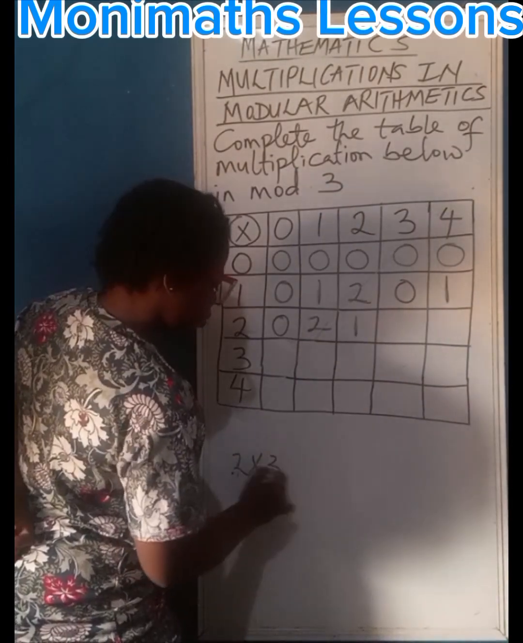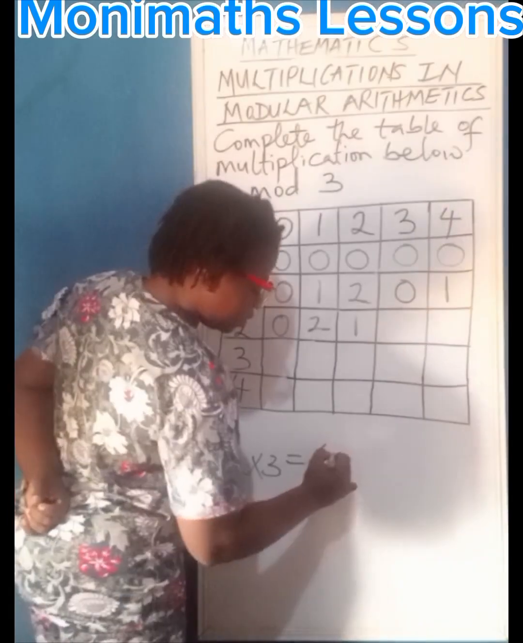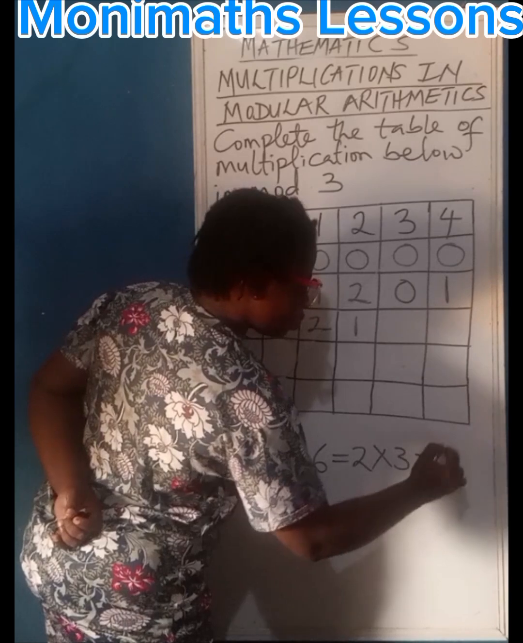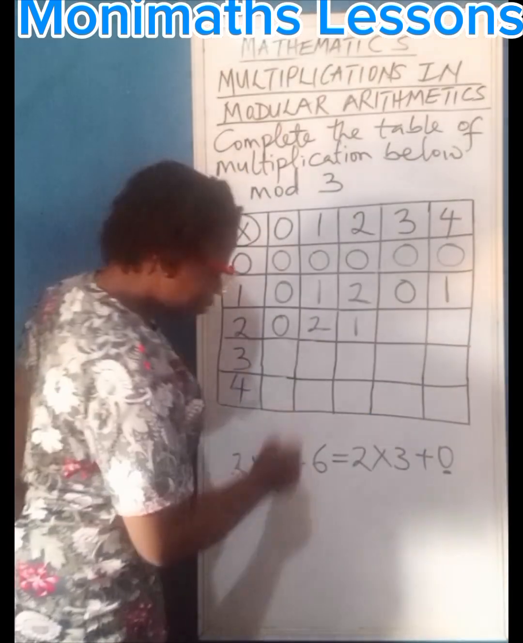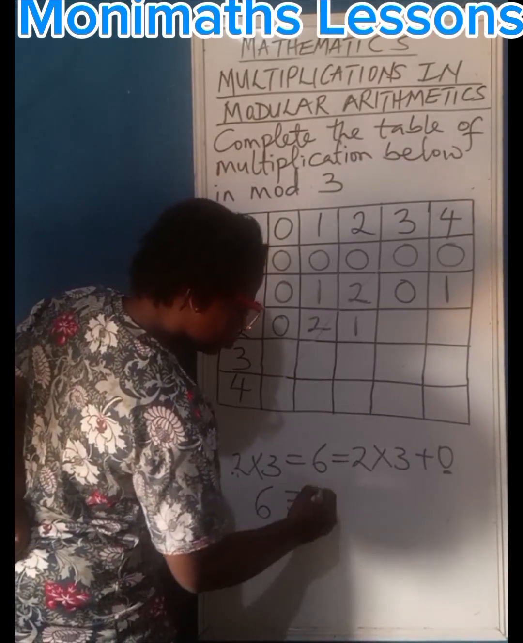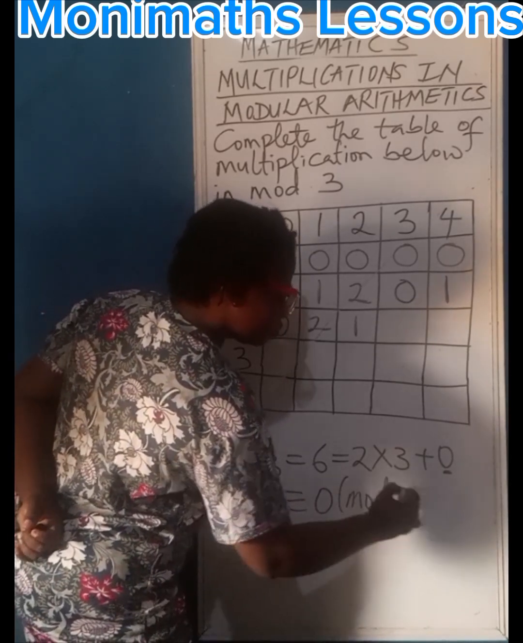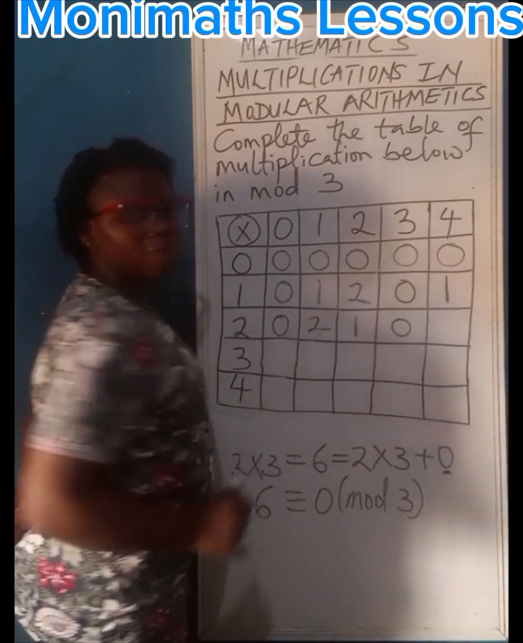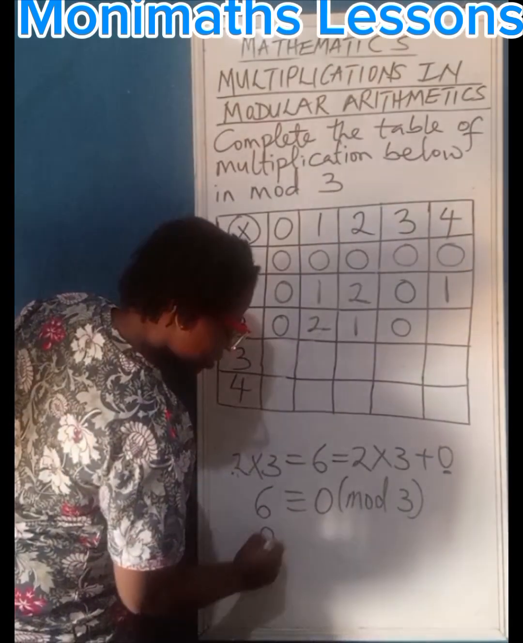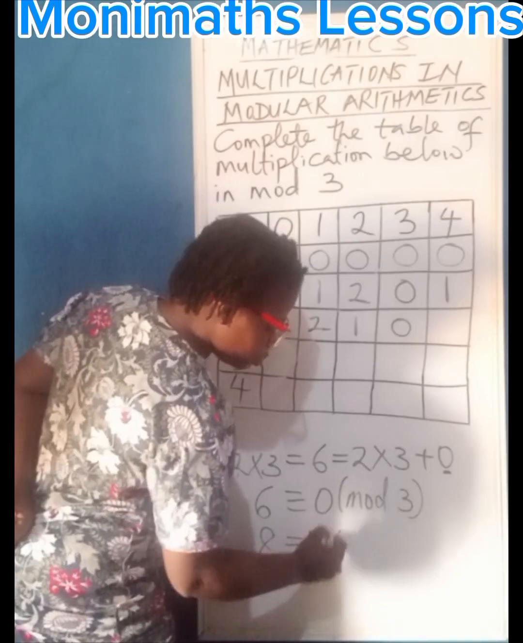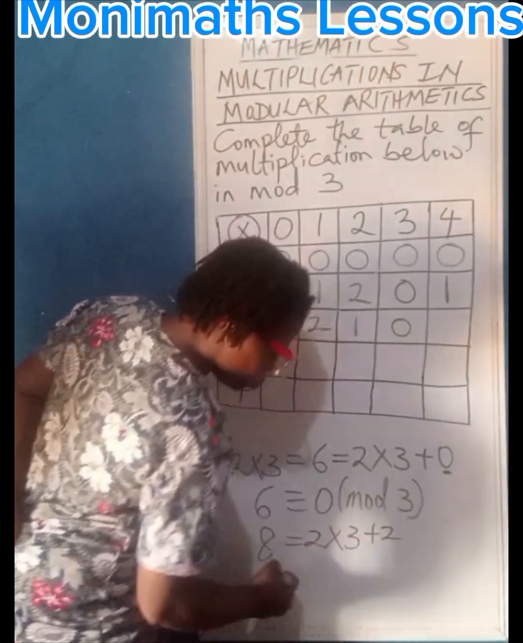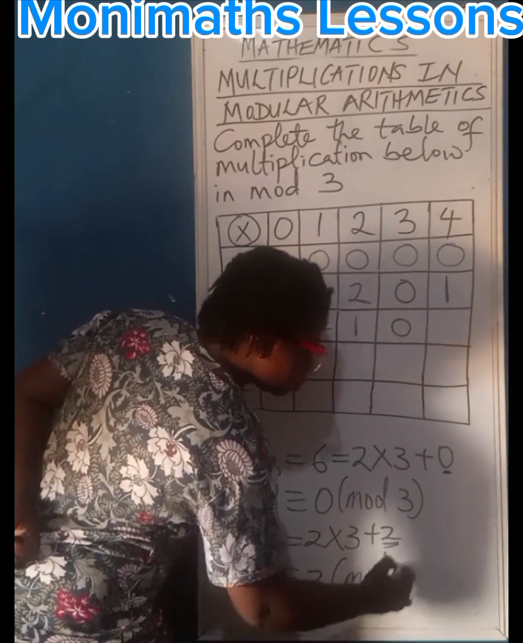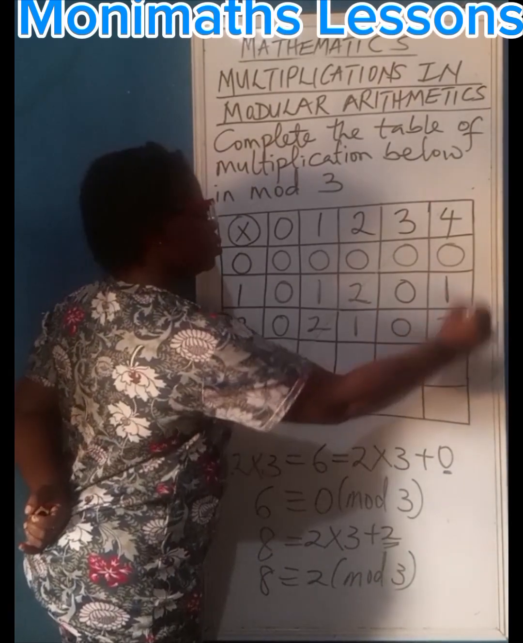2 times 3 is 6, which is the same thing because of the modulo, that is 2 times 3 plus 0. That means 6 is equivalent to 0 in mod 3. So I'll write 0. 2 times 4, that is 8. 8 is equivalent to 2 times 3 plus 2, which makes 8 equivalent to 2 in mod 3. So I'm going to write 2 here.